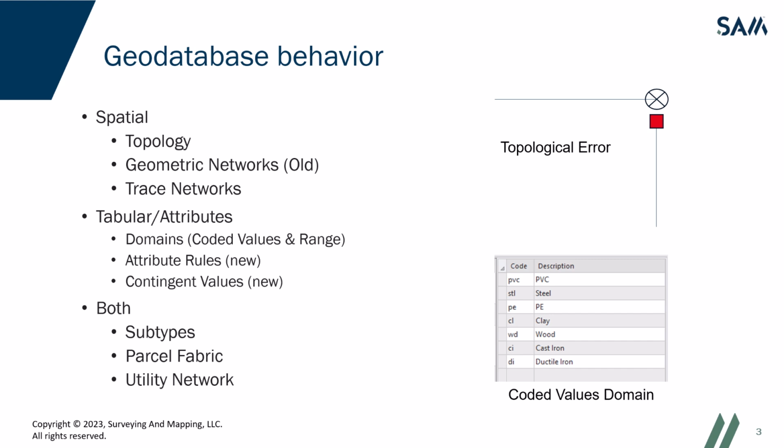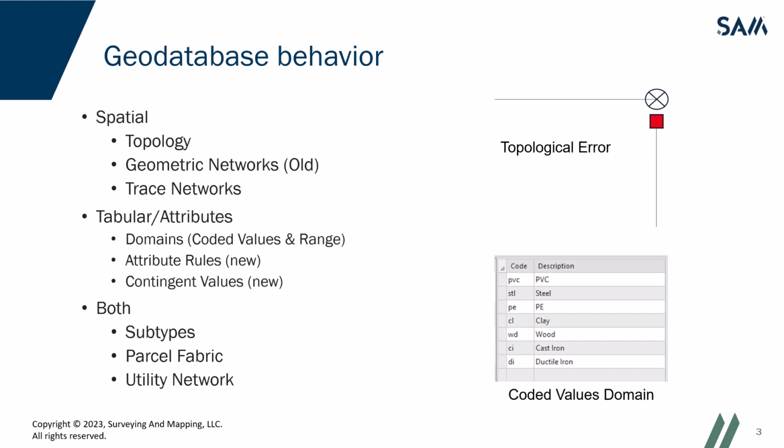Some of this can be automated through the use of these rules, so that it either doesn't allow the data to be entered or will help you find errors within it as it's going along. And this overall increases the efficiency of working with data in a geodatabase.